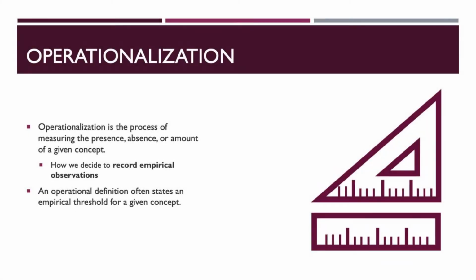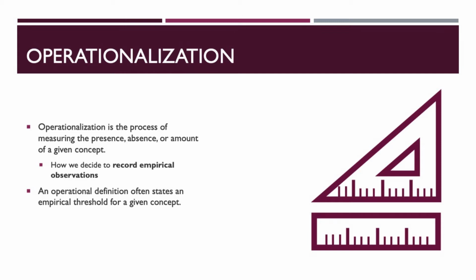First, let's begin with a proper definition of operationalization. So, operationalization, a very fun word to say, is the process of measuring the presence, absence, or amount of a given concept. In other words, operationalization is the process of deciding how we will record our empirical observations. In the data and methods section of your research papers, you will explain or justify why you chose a specific operationalization for your given concept.